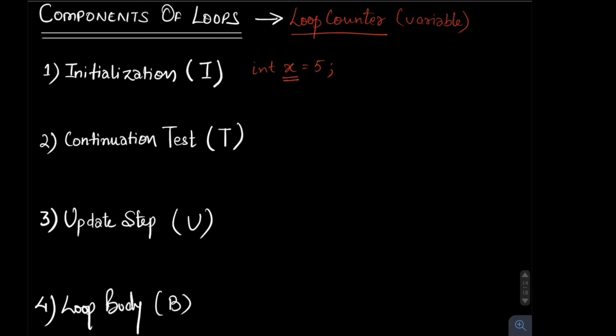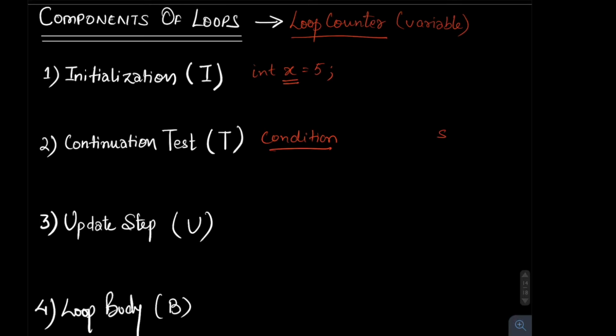The continuation step is basically a condition. It's a condition that determines whether to continue the loop or to stop the execution of the loop, so basically move out of the loop. Since we know that loops are a set of instructions that are getting executed repeatedly, for example, there is statement 1, statement 2, and these two statements are in the loop. So these statements are getting executed repeatedly: statement 1, statement 2, statement 1, statement 2, and so on and so forth.